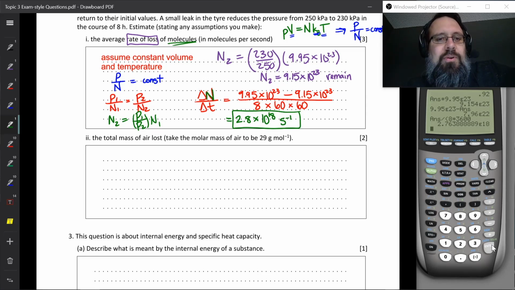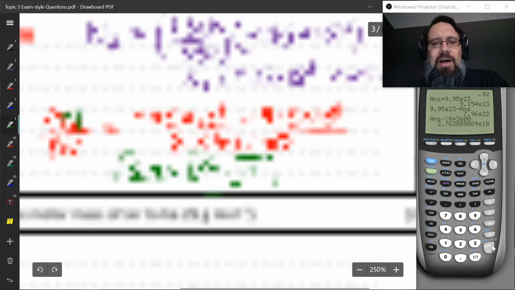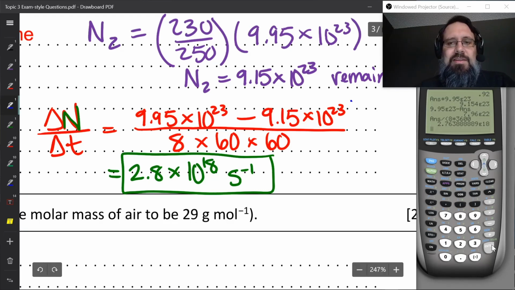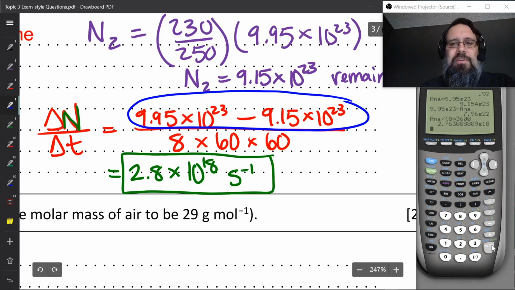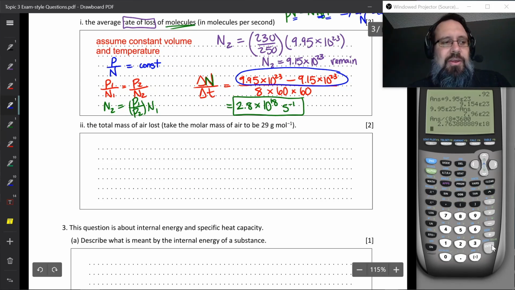Question 2, the total mass of air lost. Take the molar mass of air to be 29 grams per mole. Okay, so now we have to figure out the amount of mass that this has. We know that air has 29 grams per mole. Well, the question is, how many moles is there in what we lost? The particles that we lost is this part here. So this is the amount that was lost, so we need to recalculate that.